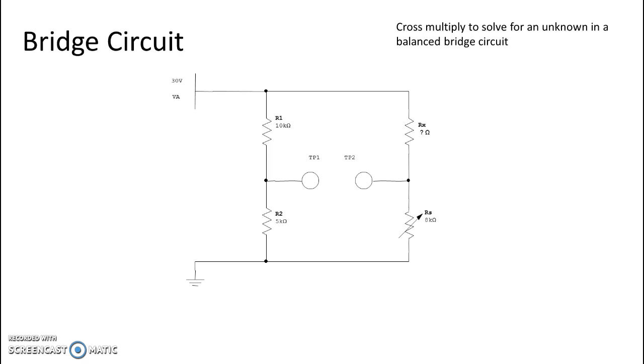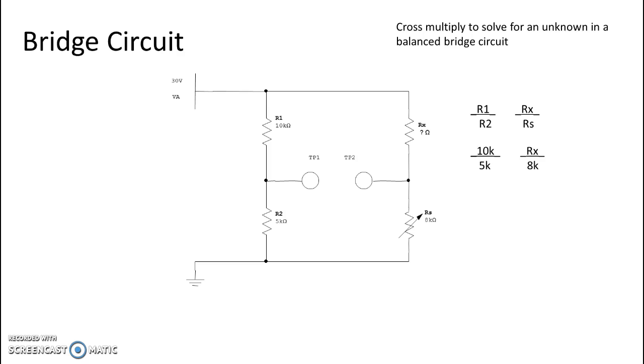You can see here that Rx happens to be our unknown. What we do is we cross multiply, and this works because test point 1 and test point 2 are the same value. If you're not familiar with cross multiplication, you fill in the numbers that you have and then your unknown as well. So I have 10k over 5k, which is R1 over R2, and then I have Rx, which we don't know the value of, over Rs, which is 8k.